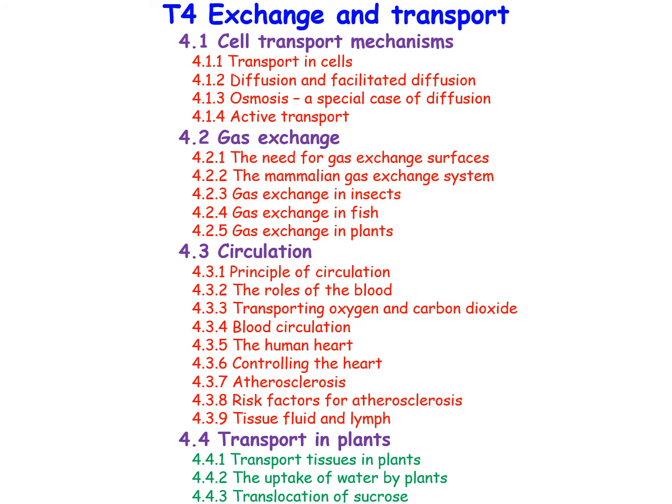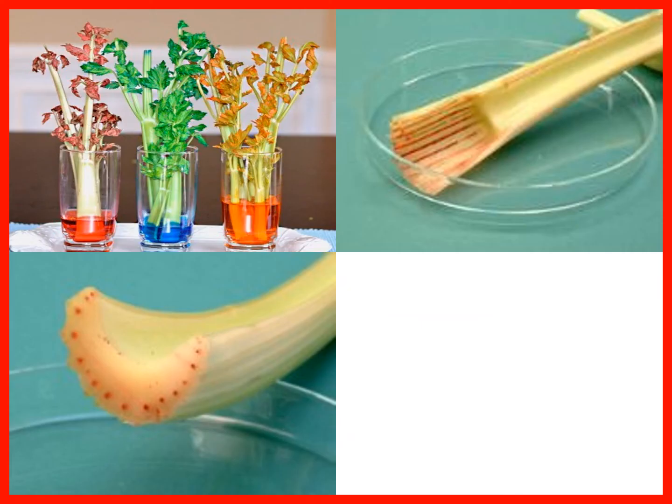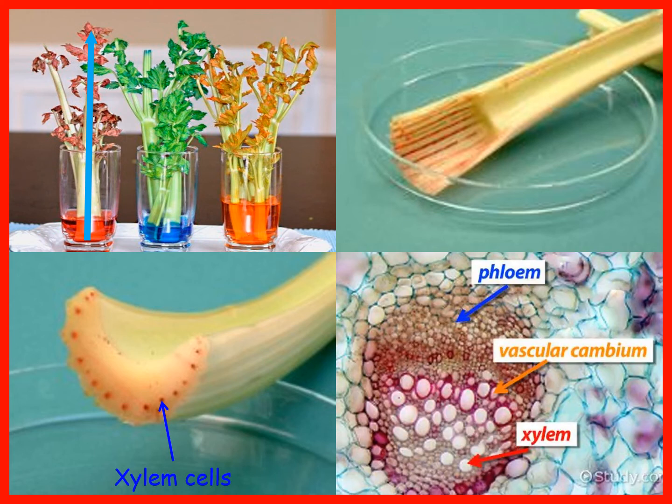4.4 Transport in plants. This is an experiment you might have done previously using celery and dye, and you can see that the dye goes up the celery through the specialized cells called xylem cells. And the xylem cell is part of the vascular bundle that also includes phloem. They're both involved in transport, and the xylem transports the colored dye, which contains liquid water. So therefore xylem is involved in transporting water.